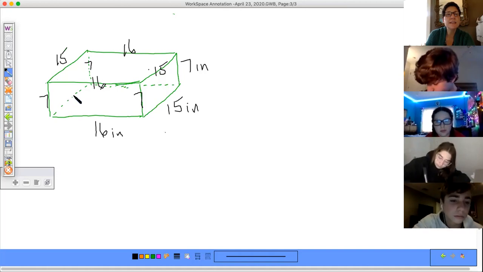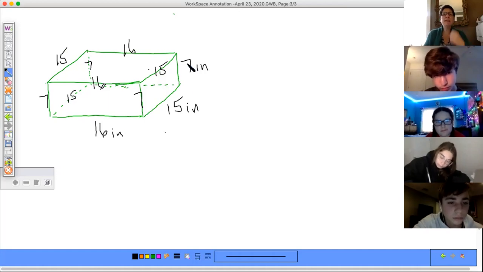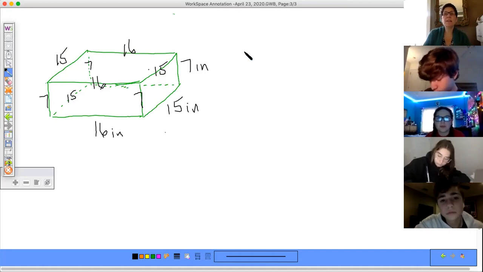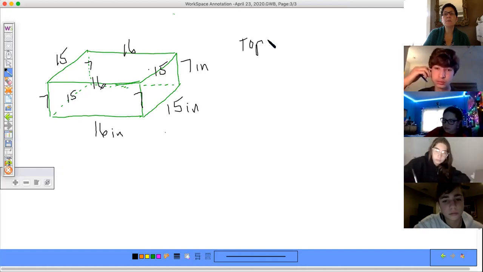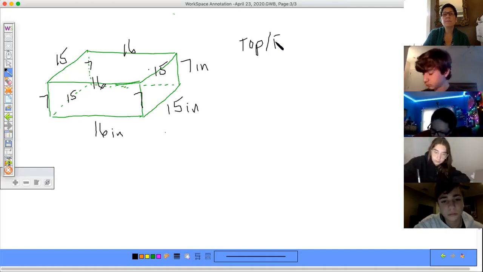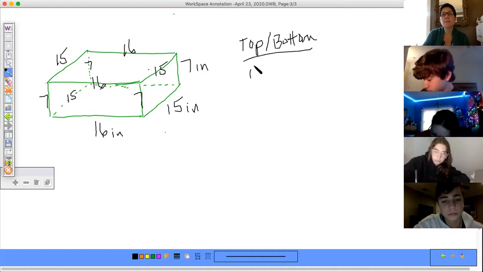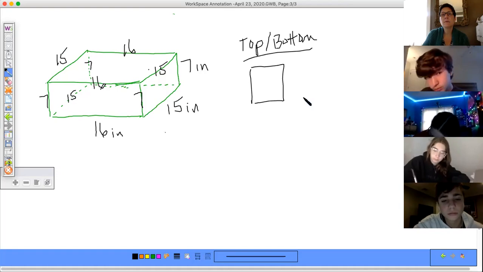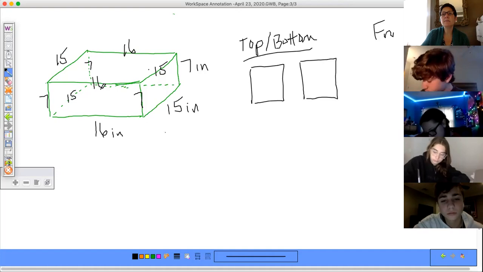Okay. Now, what I like to do, and I find it helpful, is write that I know that the top is going to be the same thing as who? Bottom. Right? So I know that I'm going to have my top and bottom. My front is going to be the same as my back. Yep, my front and back are going to be the same.